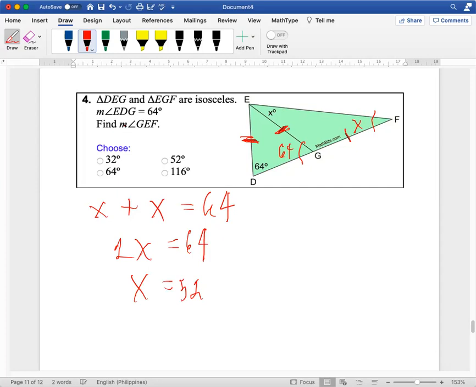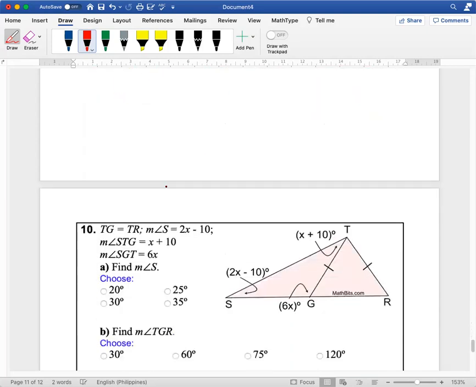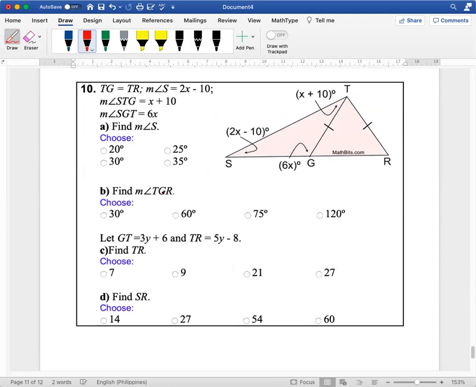And what are we looking for? GEF. So this is what we're looking for, the x. And we already found the value of x, which is 32. So we already found the answer. I hope we have the same answer. All right, now let's go to number 10.